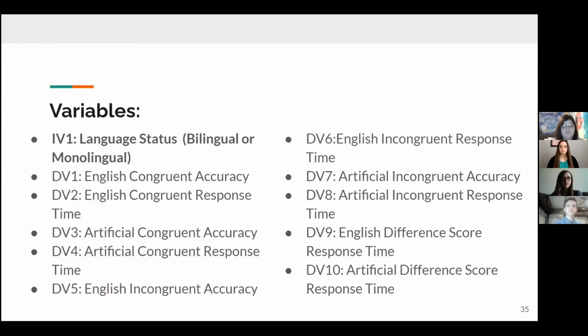The next 4 variables were measuring the incongruent tasks. We measured accuracy and response time for each of these. Accuracy was the percentage of words they got right, and response time was how long it took them to get through all of the words. Dependent variables 9 and 10 were measuring the difference scores. The difference score was calculated by subtracting the incongruent task scores from the congruent task scores. We did this for both the English and artificial tasks.